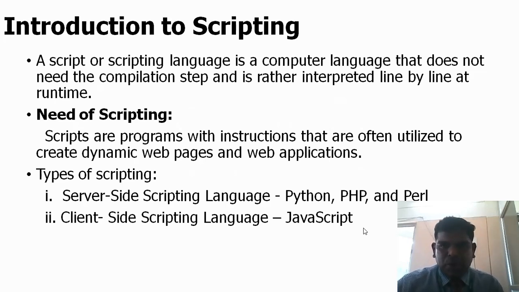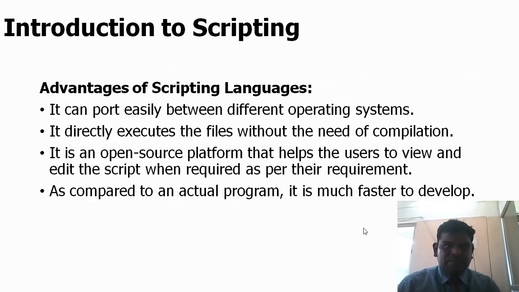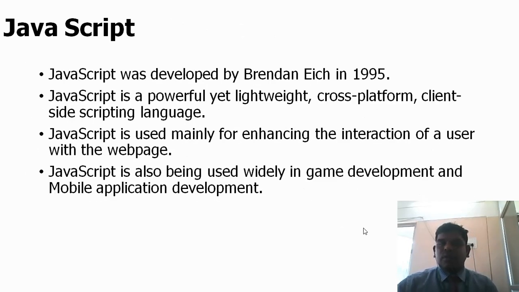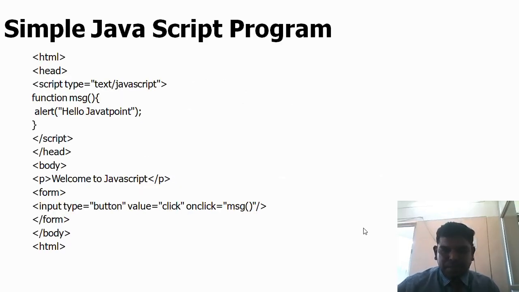A scripting language does not need a compilation step. It is interpreted line by line at runtime. This is the need of scripting. Then the advantages of scripting languages. Then what is JavaScript? JavaScript is also widely used for game development and mobile applications. And what is the basic level of scripts? How do we execute them in VS Code, and the different kinds of platforms there are.